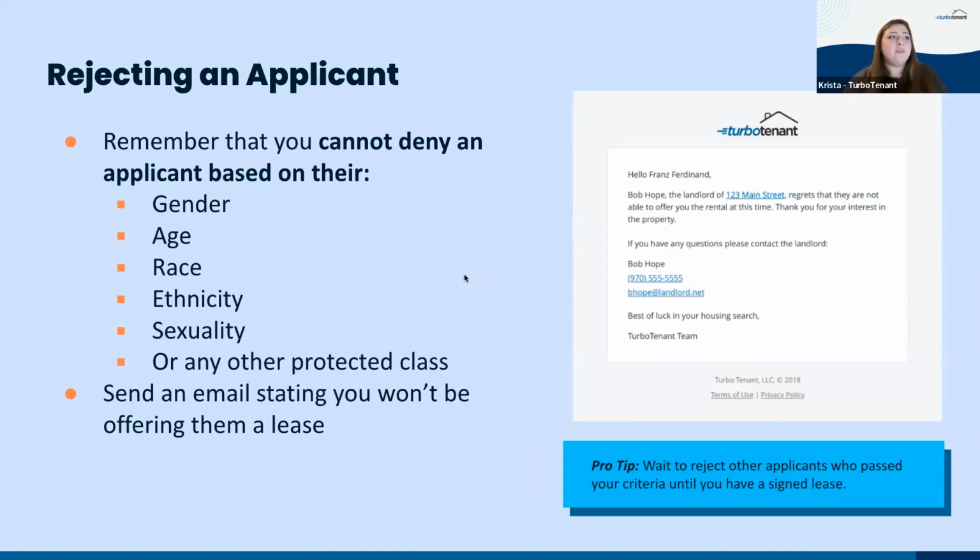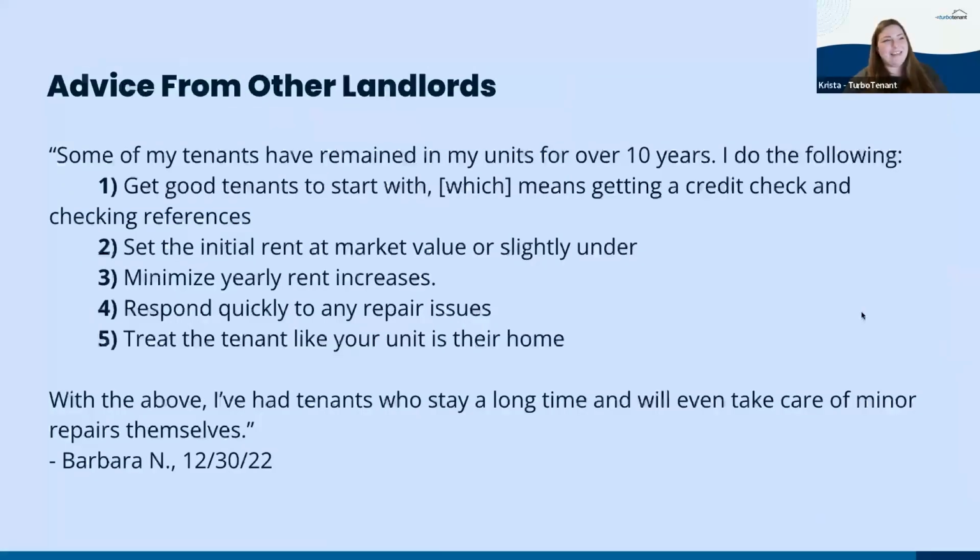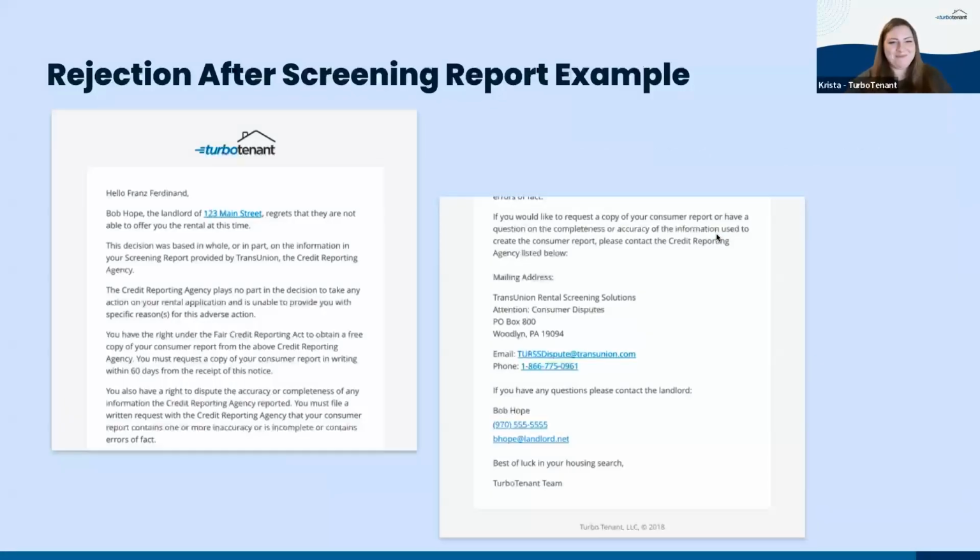Okay. If you've already seen their screening report, here we go. This is a little bit of a longer piece of copy, but it's very important. This is the information about the adverse action letter. So here you can see this decision was based in whole or in part on the information in your screening report provided by TransUnion, the credit reporting agency. Then it goes into the rights that the prospective tenant has regarding their credit report, making disputes, etc. We send this out for you when you screen with TurboTenant. You do not have to worry about it.